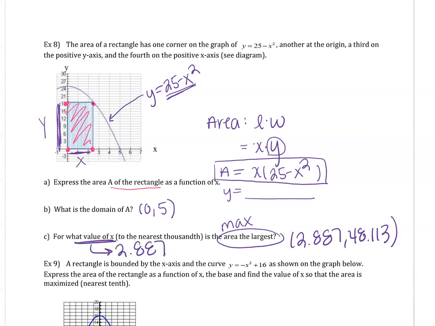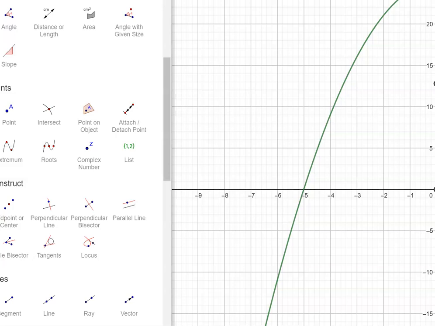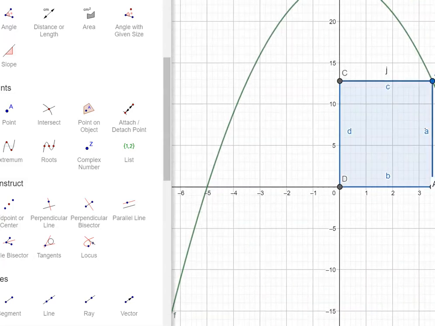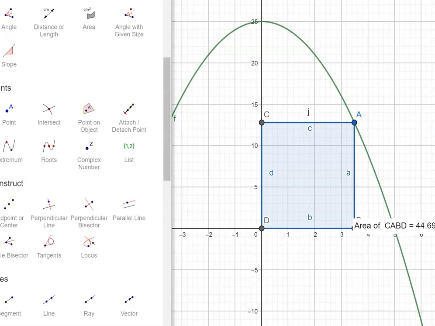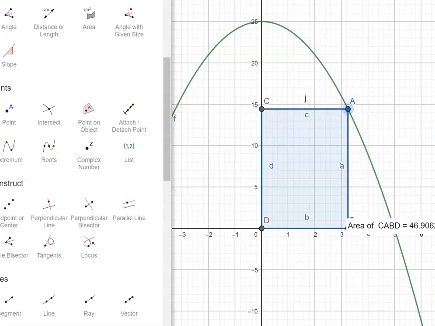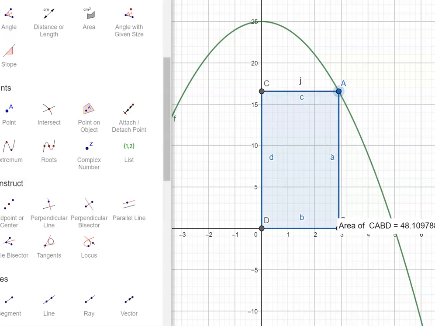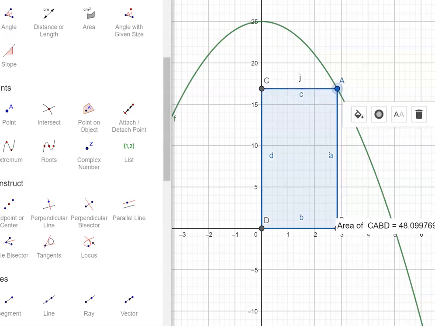So essentially what this means is, let me change this over for a second. Drag this guy into the frame a little bit better. Okay, so what this means essentially is that if I move this point A, so that it's about just a smidge to the left of 3, so about 2.88, that would give me the biggest area, which is about, according to my math, 48.113. So that's actually 48.099.